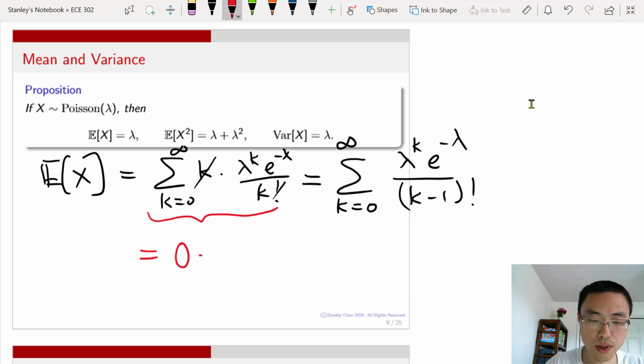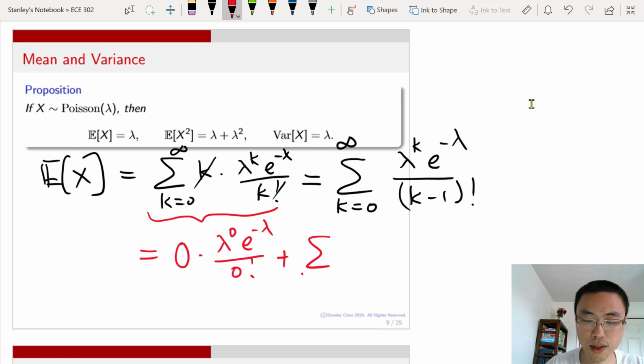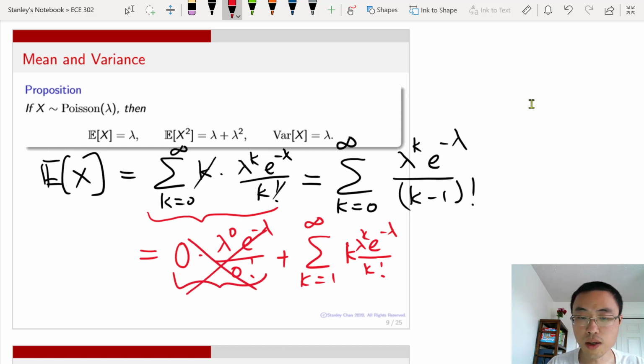This, if you write it out, it is actually equal to what? Well, it's equal to 0 times this lambda to the power 0 e minus lambda divided by 0 factorial plus the sum from k equals 1 going to infinity of k e minus lambda lambda^k divided by k factorial. So the first term, when k is equal to 0, is actually gone. What it means is that you don't have to start with 0. You can start with 1, because when k is 0, the k is already gone.